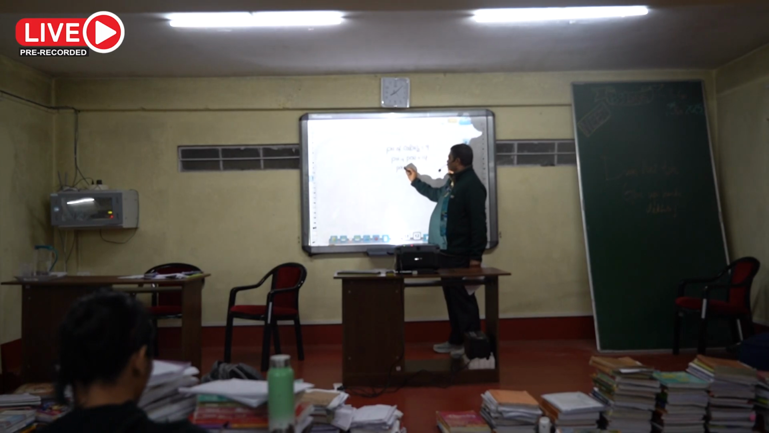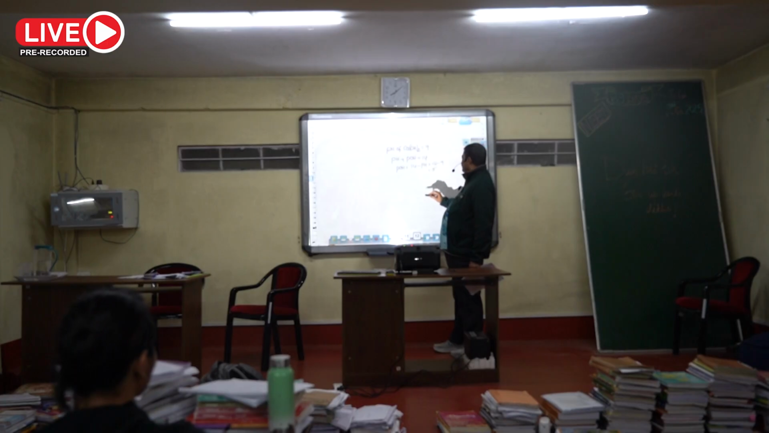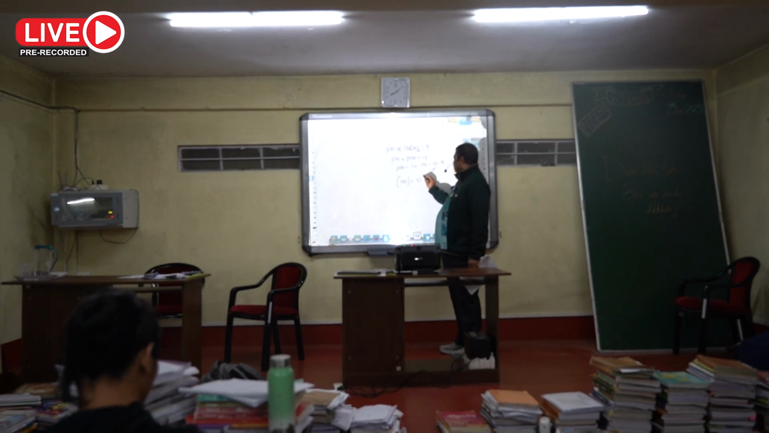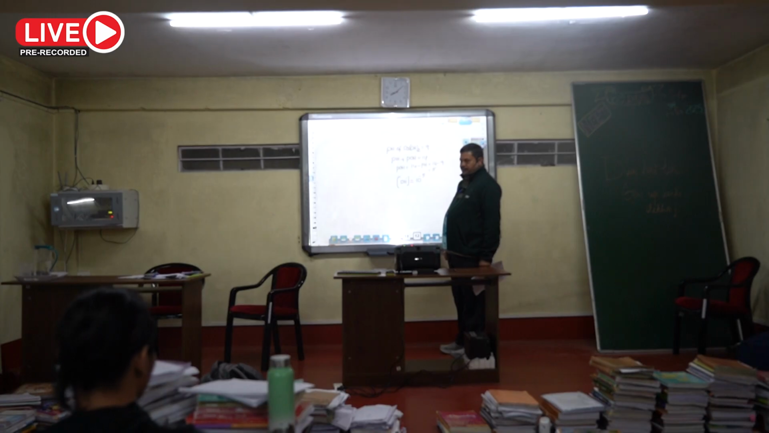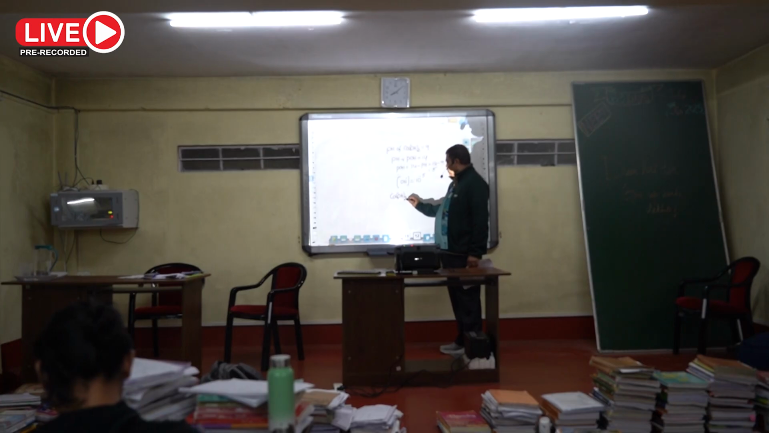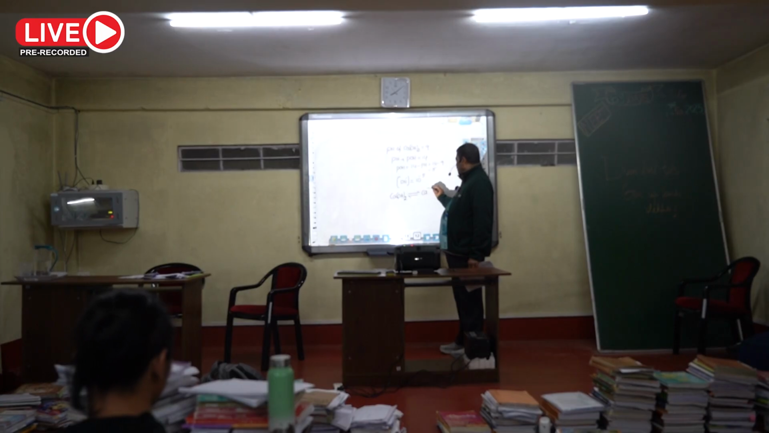So pOH is equal to 14 minus pH. 14 minus 9 is equal to 5. Then the OH minus concentration is equal to 10 power minus 5. So Ca(OH)2 dissociates into Ca2+ plus 2 OH minus.